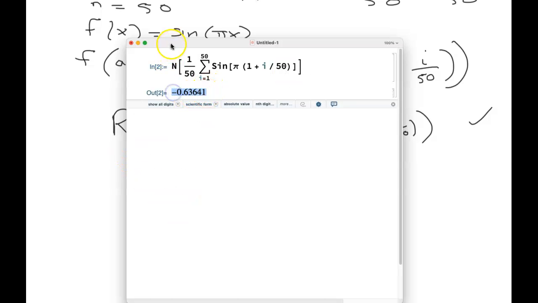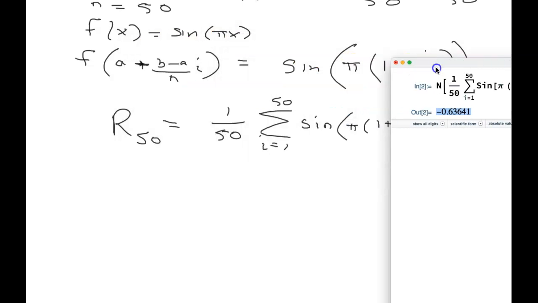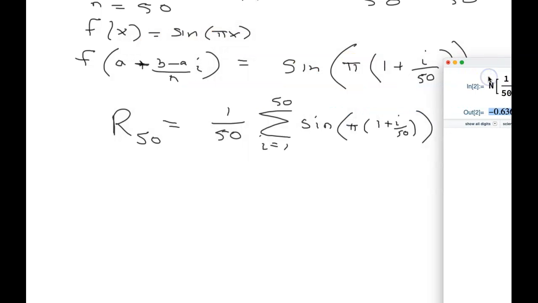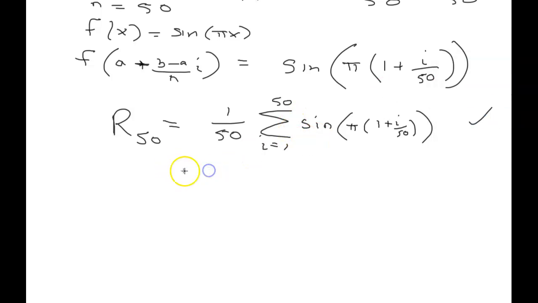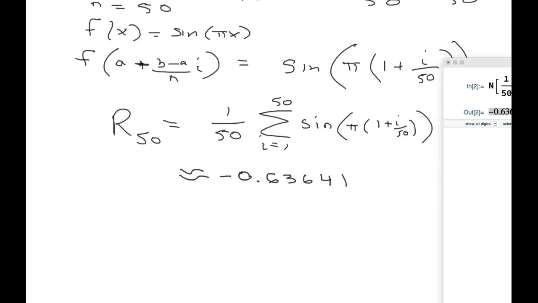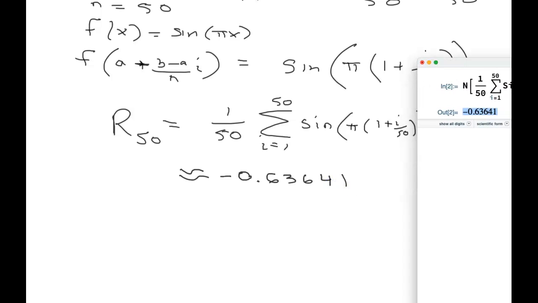So yeah, using software, right? This is an approximation, by the way, so it's important you use those squiggly lines here. It's not equal to. It's negative 0.63641. By the way, Mathematica can give you more digits if you want. You can show more, but I only wanted the first 5 digits.